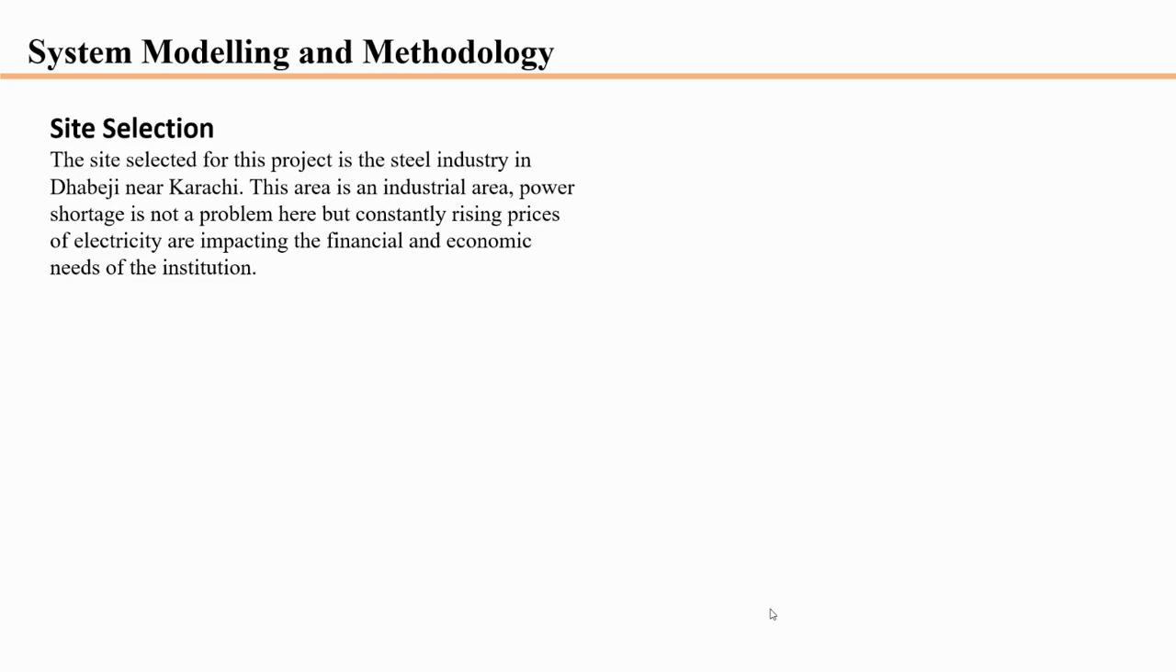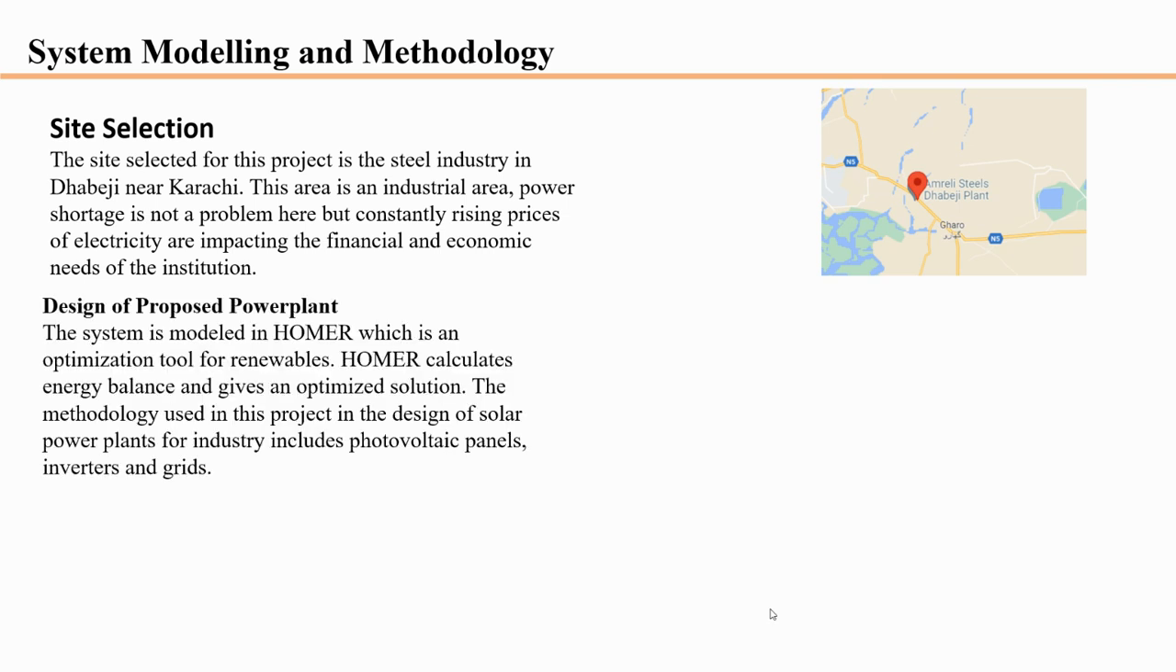The site we selected for this project is a steel industry, Dhabeji, near Karachi. The area is an industrial area. Power shortage is not a problem, but the constantly rising prices of electricity are impacting the financial and economic needs of the institution. The location is shown in the figure.